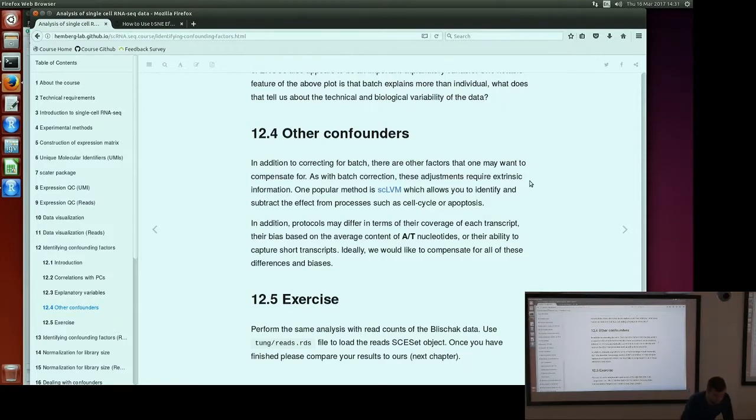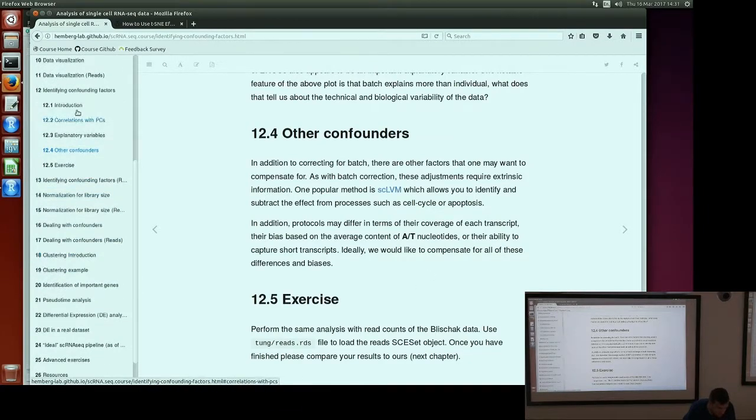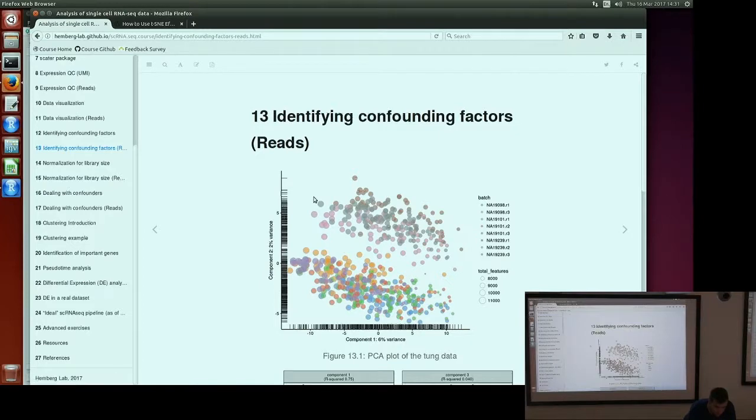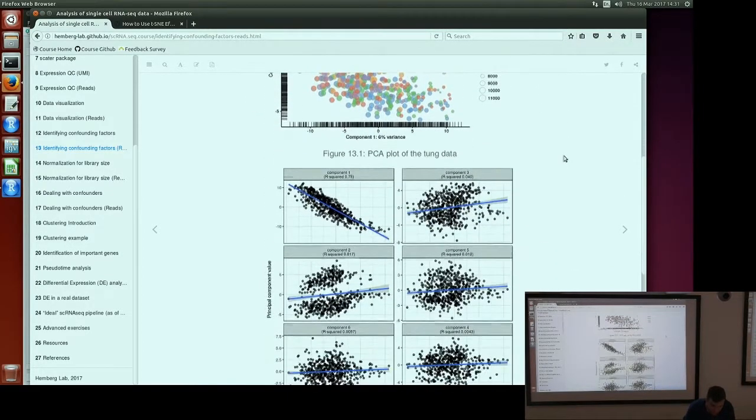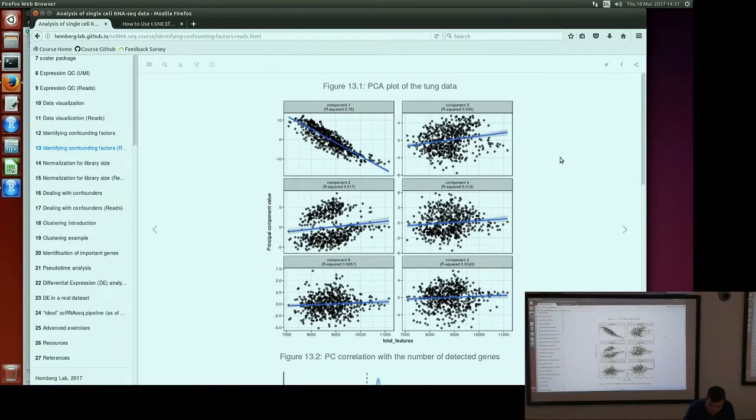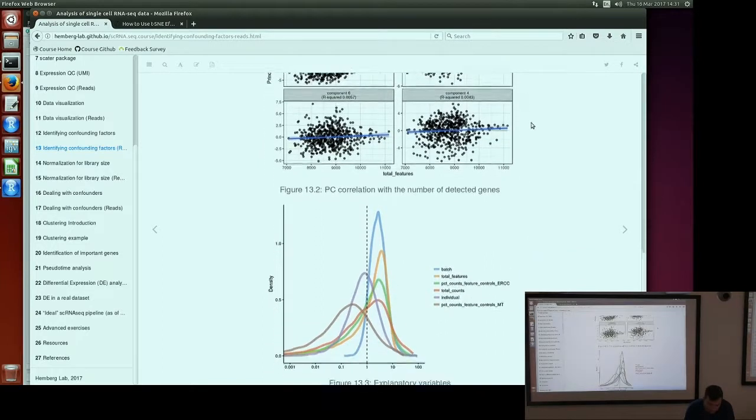Okay, so if we apply those same ideas to the read data, we had a similar-looking PCA plot. If we do that approach of finding PCs correlated with total features, again, principal component 1 is strongly correlated with that. The correlation is slightly lower than it was for the UMI data, but still it's clear that total features is the main driver of variation as picked up by PC1.